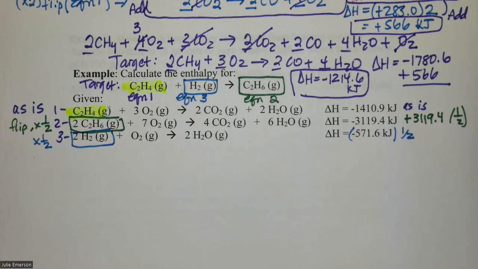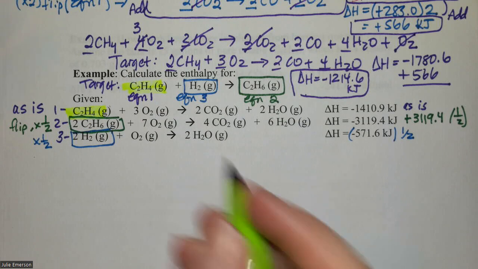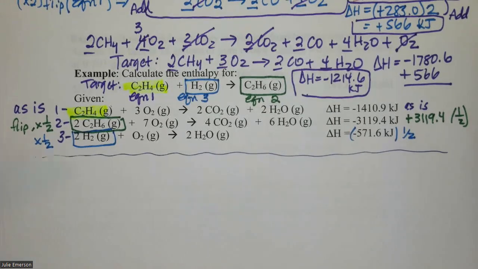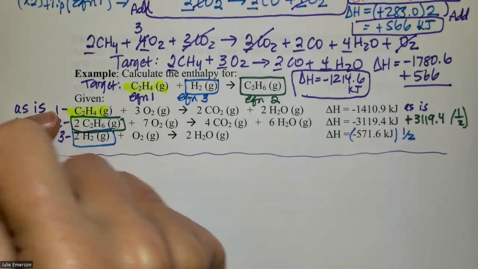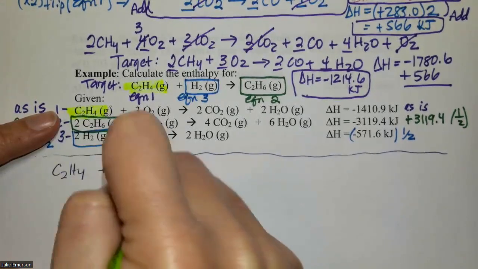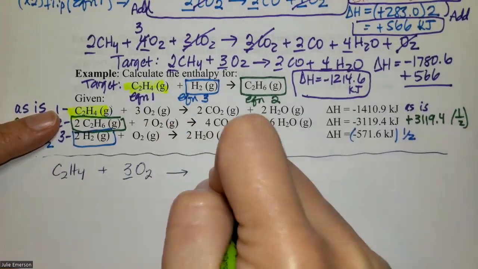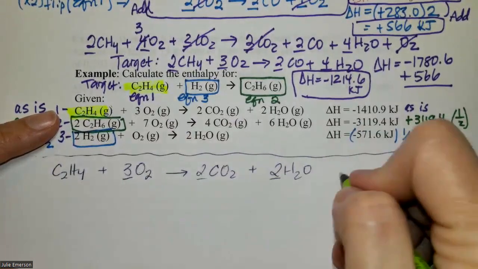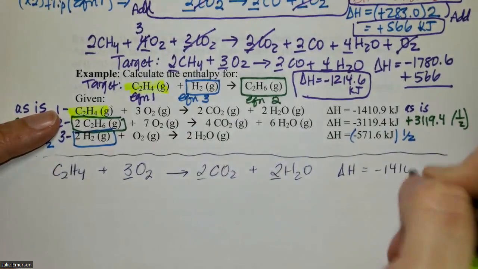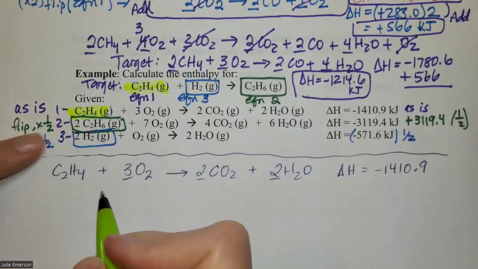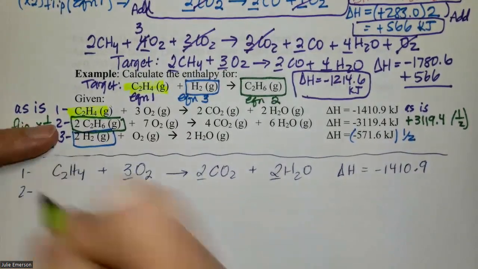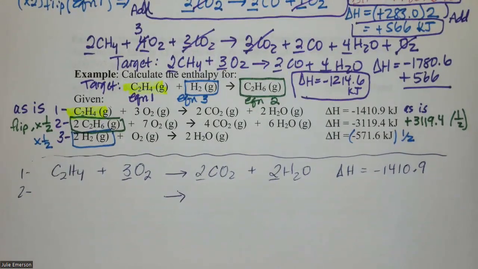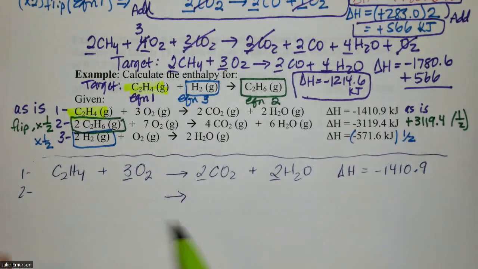All right. And so now what I'm going to do is rewrite my 3 equations and make sure that they're going to end up at the target equation that I'm looking for. So my first equation, we're going to just rewrite it as is. C2H4 plus 3 O2 to make 2 CO2 and 2 H2O. Delta H doesn't change. It's just going to stay negative 1410.9. Right now, my equation 2. I always keep the arrow in the same place. It makes it easier when you go to cancel things out because I think it's easier to see.